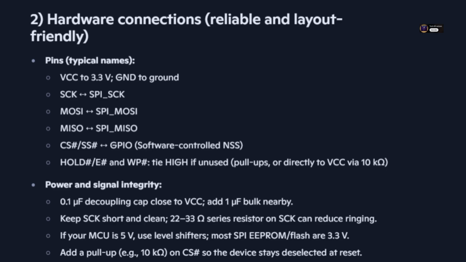Signal integrity is huge, especially for the clock. A small series resistor, maybe 22 to 33 ohms, right on the SCK line near the master can help reduce ringing, especially on longer traces. Okay, decoupling caps and maybe a series resistor on the clock.